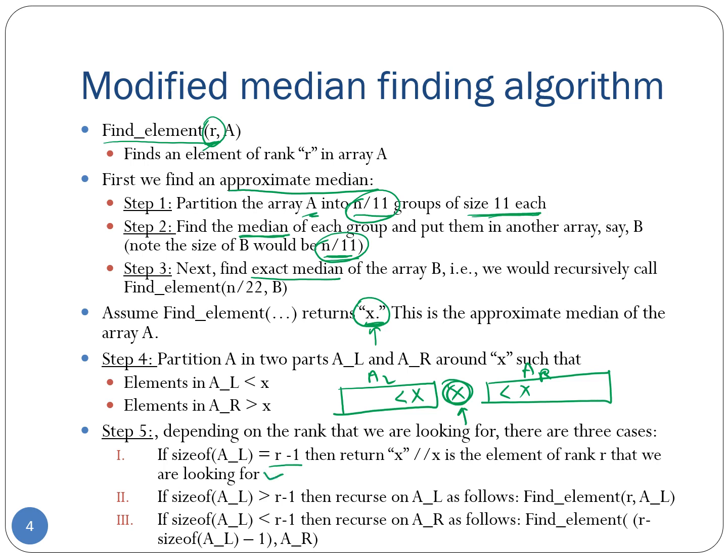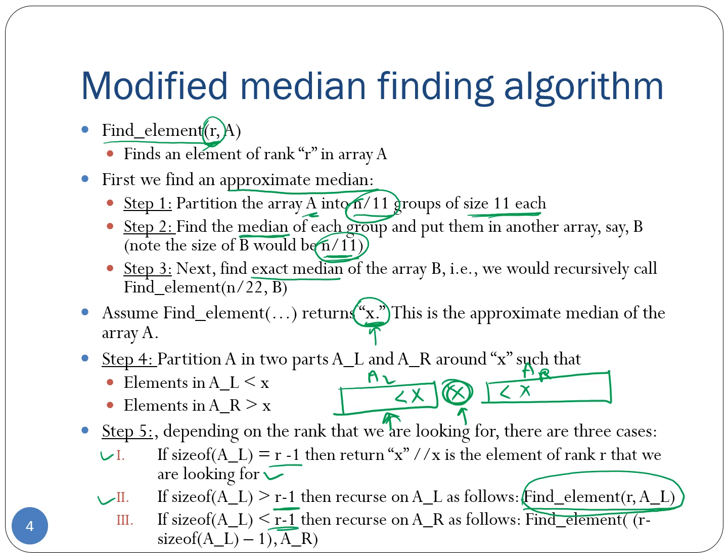The second possibility is that the size of this left half is greater than r minus 1. What that means is the value that we are looking for must be in the left half. If that is the case, then we recurse in the left half, or this left division of the array. So in the left half, we'll be looking for this element of rank r. So we call the same function find element with this parameter r comma a on the left half. And so that's the second case. The third case here is that the size of this left half is less than r minus 1, right?